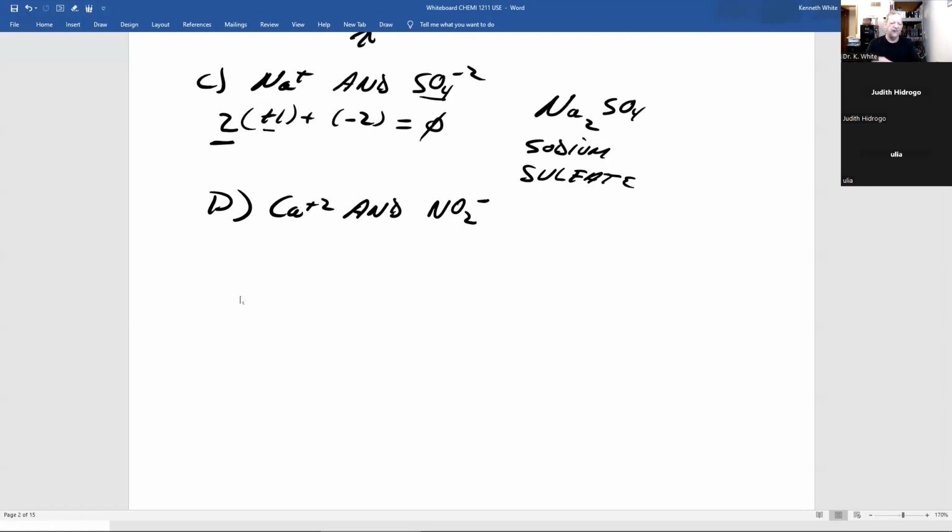And here's one for you, calcium nitrite. You have a calcium plus two cation and a nitrite minus one anion. What would be the empirical formula for that molecule? Your turn.